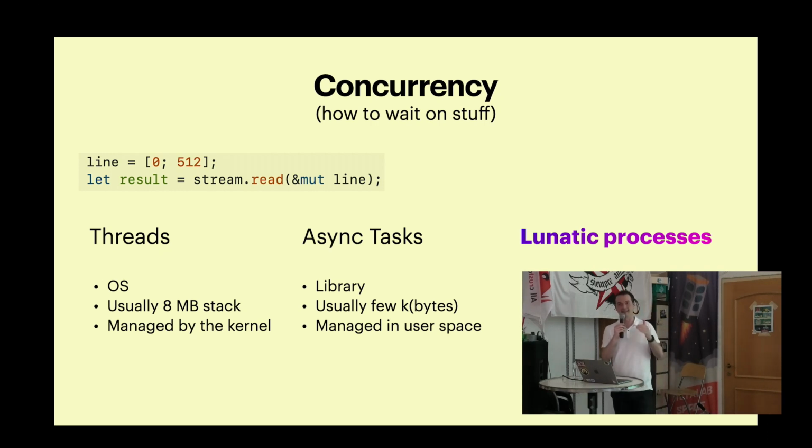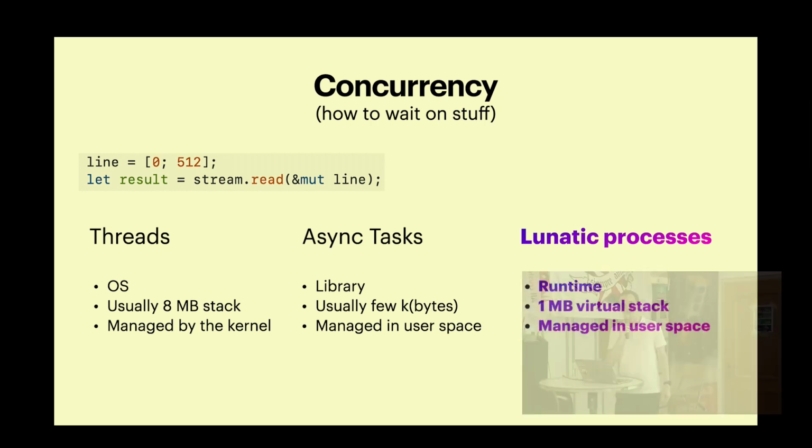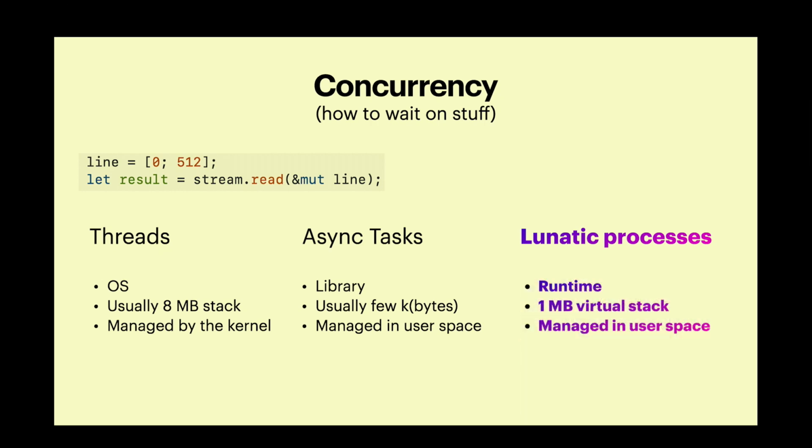Also, async tasks are scheduled in user space, and you can pick your own scheduler. Tokio, for example, is a popular scheduler for async Rust. So the third option that Lunatic adds, which you don't get with Rust by default, is Lunatic processes. They are not operating system processes, they're really lightweight. They're more similar to goroutines, if you're familiar with Go, or also Erlang processes, that's actually where the name processes comes from. So they are similar in some ways to both threads and async tasks.